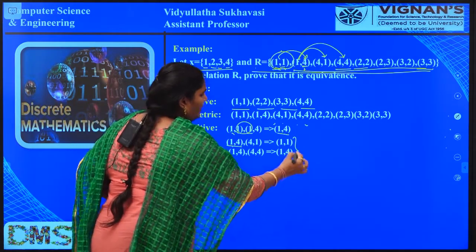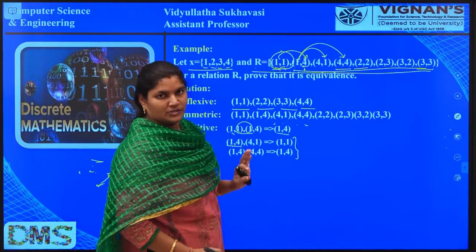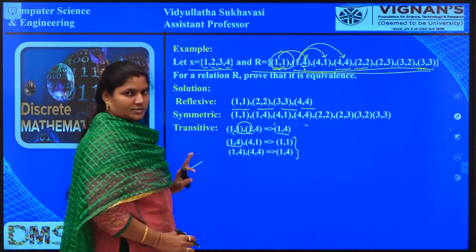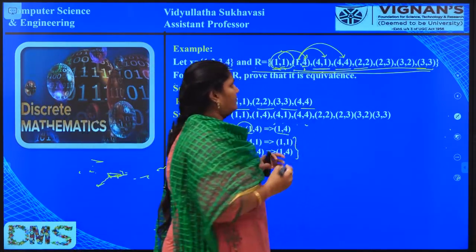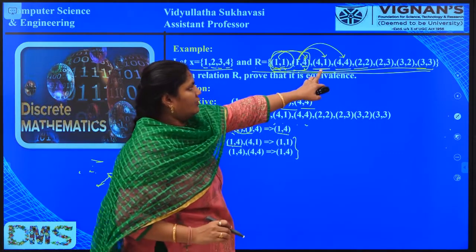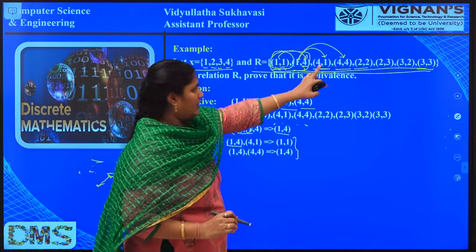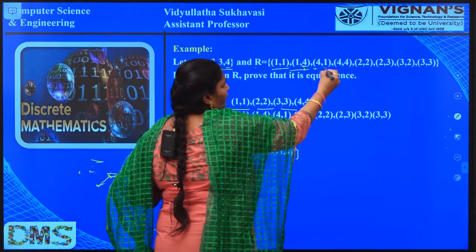These two ordered pairs are in the relation R. 1 comma 1 is there, 1 comma 4 is there. So these are satisfying transitive. Next 4 comma 1 we are taking. So these two ordered pairs are finished now. Next we need to check with this 4 comma 1.